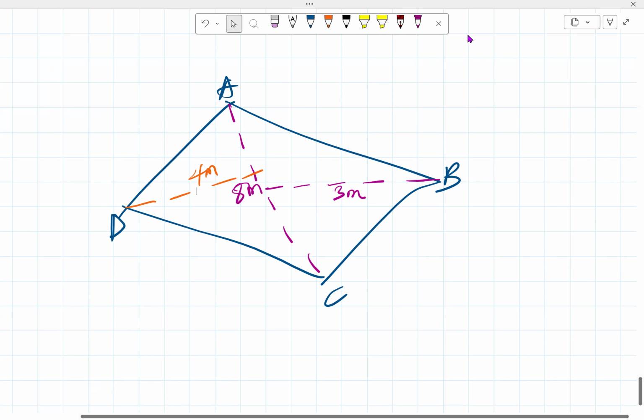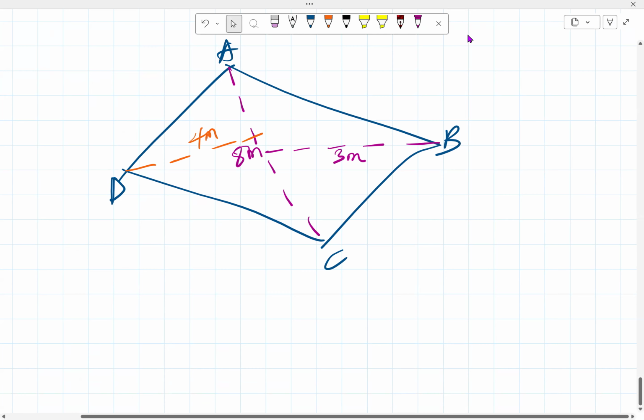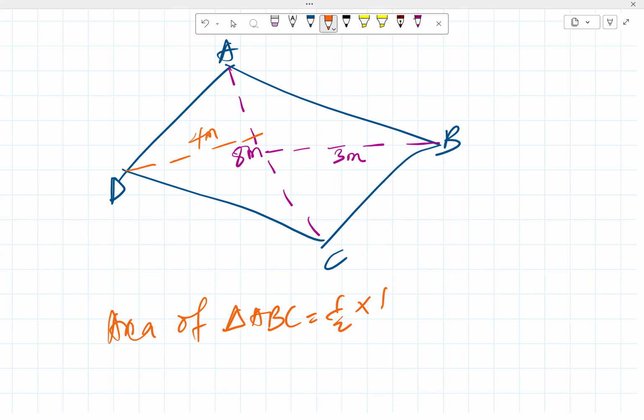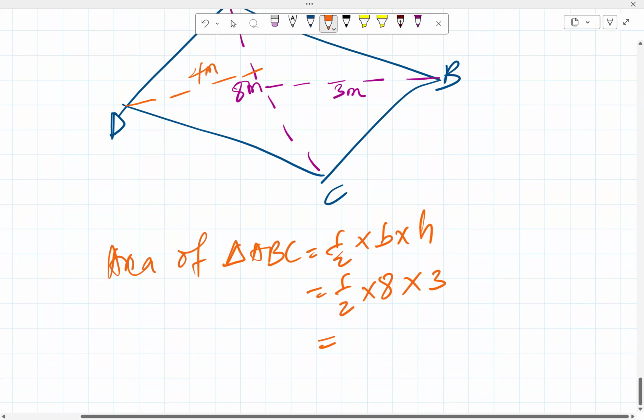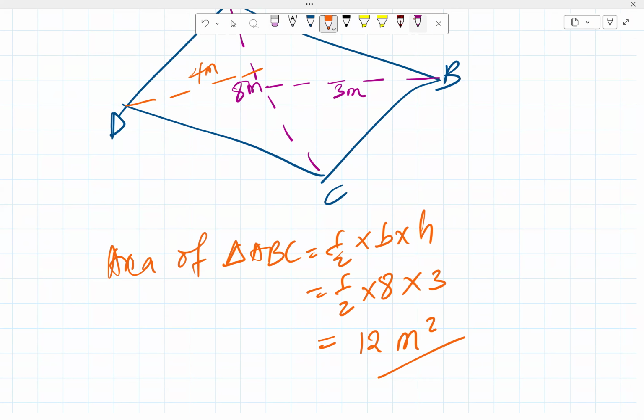We already know that we have area. Let me do this. Area of triangle ABC is just half times base times height. That is half, the base is 8, the height is 3. So that is 24 over 2. That's 12 meters squared right there. So don't forget units, right? You usually would have a space in between the number and the unit. So there's 12 meters squared here.